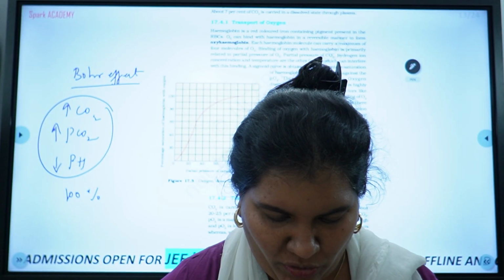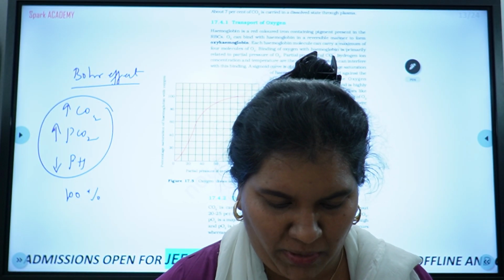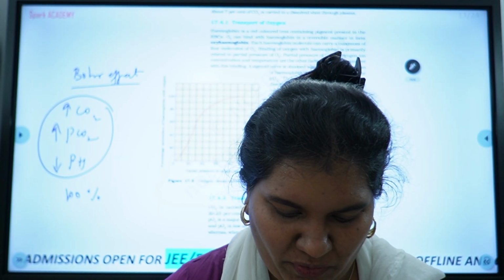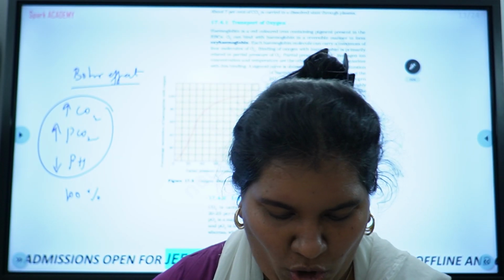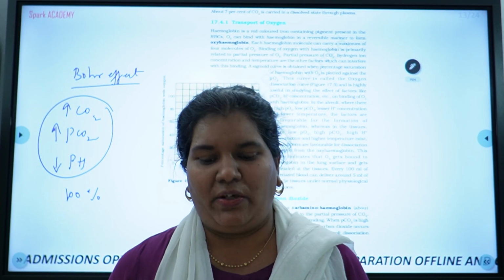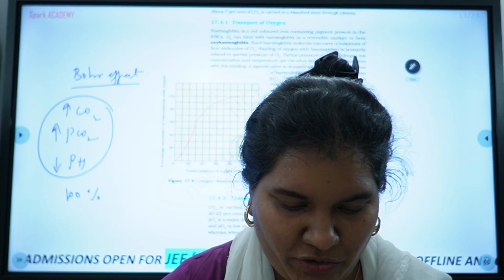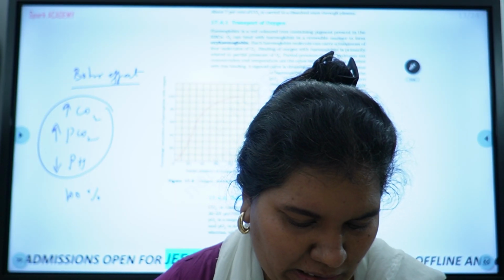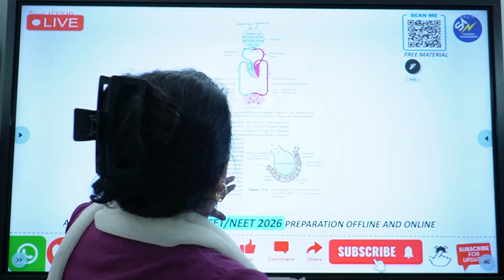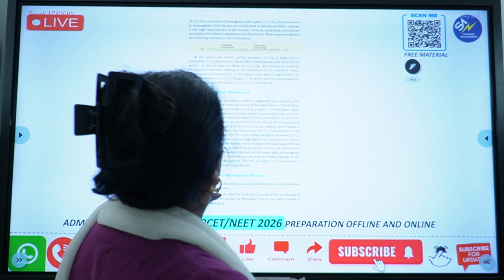Let me repeat one more time. P50 value, what do you mean by P50 value? It means Hb is 50% saturated with oxygen. Higher levels of P50 mean lower affinity of Hb to bind to oxygen. Now let's learn about the next topic. And what is that next topic? Next topic is regulation.